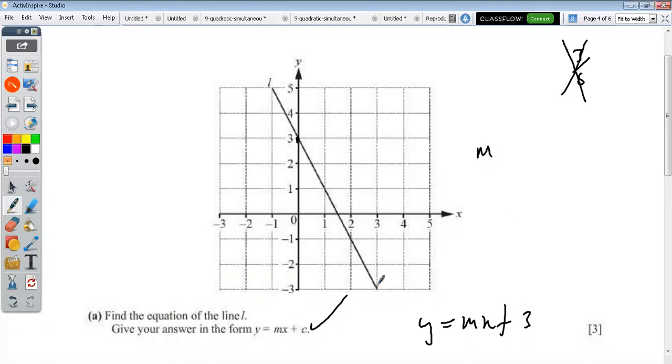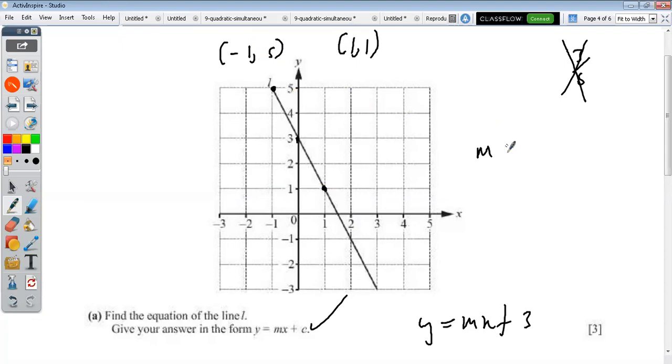I pick any 2 points that I can easily read on the line. For example, what is this point here? 1, 1. Minus 1 here. Which point here? Minus 1, 5. We can use your 1, 1 there, which is obvious. All you need are 2 points on the line. So I've picked this one, minus 1, 5. You could have picked different points and get the same gradient. I'll show you just now.